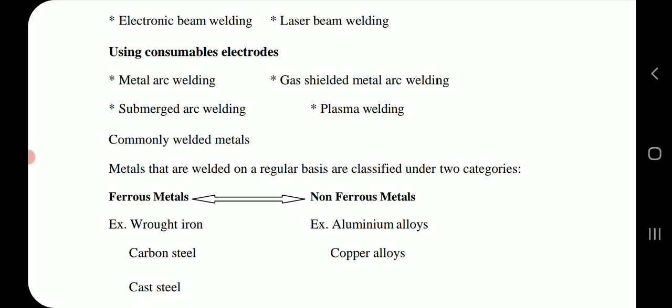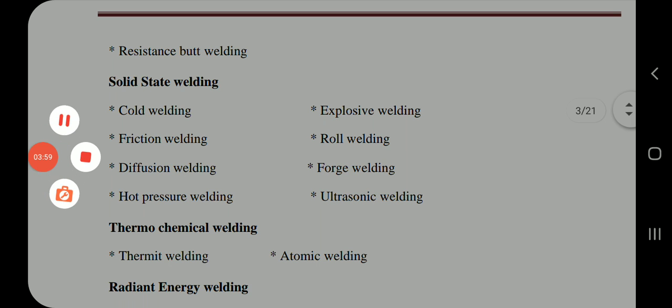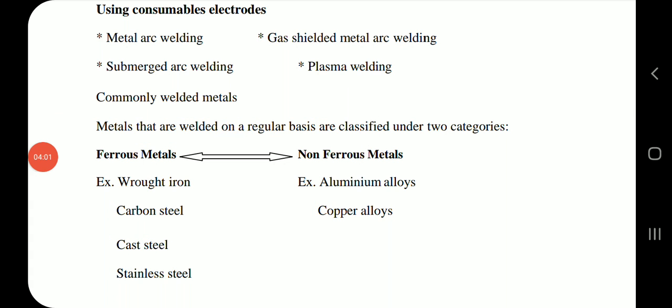Commonly welded metals. Metals that are welded on a regular basis are classified under two categories: ferrous metals and non-ferrous metals. Example: wrought iron, carbon steel, cast steel, stainless steel. Example: aluminum alloys, copper alloys.